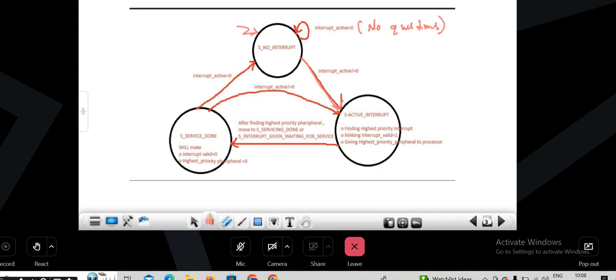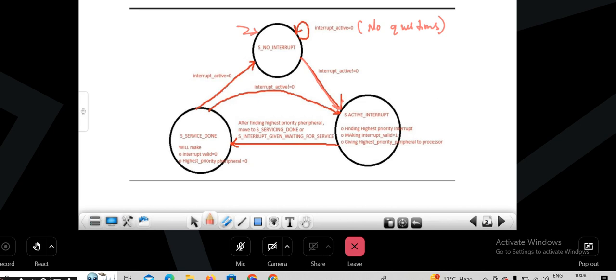Now once service is done, what do I have to do? Again, if there are any active interrupts, interrupt active. If there are no interrupts, meaning no questions, I'll go to the no interrupt service. If there are still interrupts, active interrupts not equal to 0, then I can go to the active state.